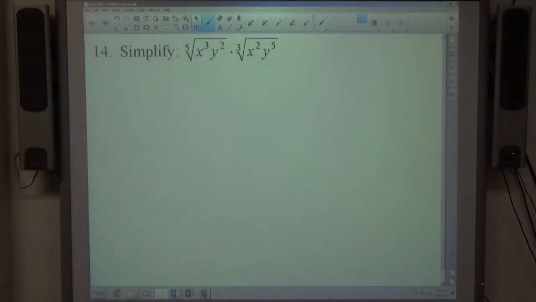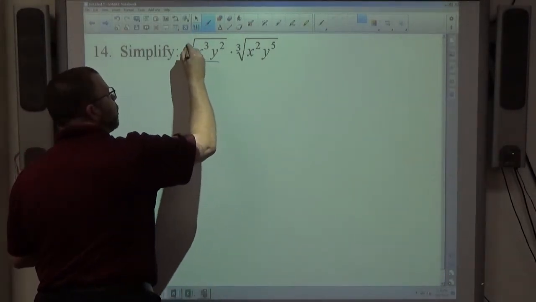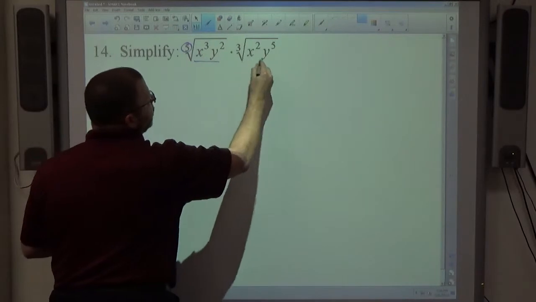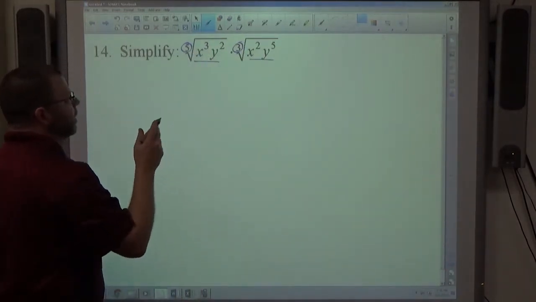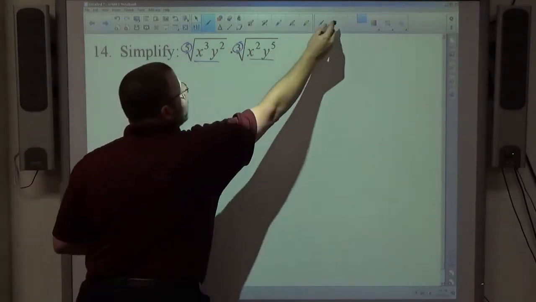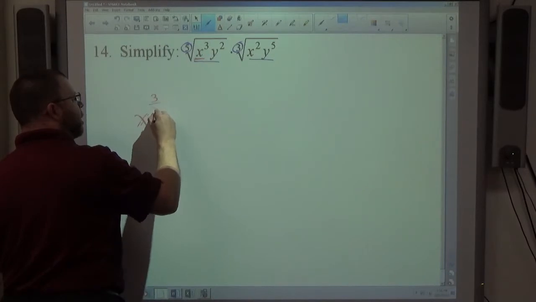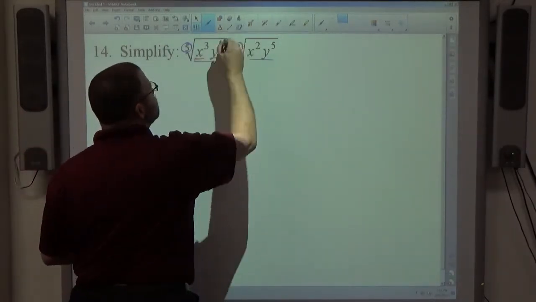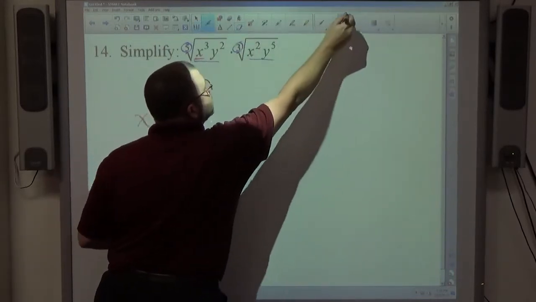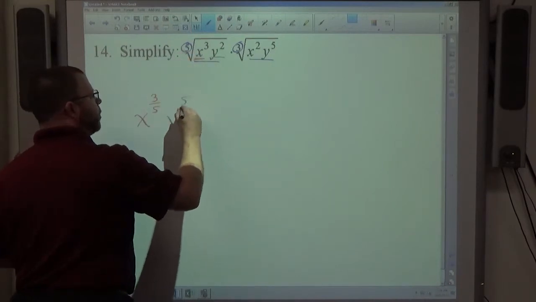Number 14, simplify the fifth root of x cubed y squared being multiplied by the cube root of x squared y to the fifth. These two guys are both being raised to the fifth power, and both of these are being raised to the third power, and they've got the third and second power inside. So basically what I've got to do is, if I'm focusing on this one here, that's x on the inside, we take power divided by root. Focus on this one here. Y is the base, 2 fifth power.